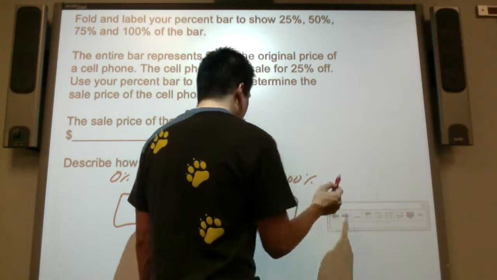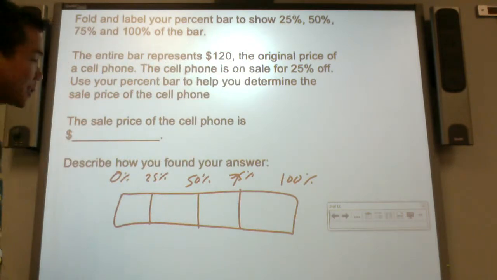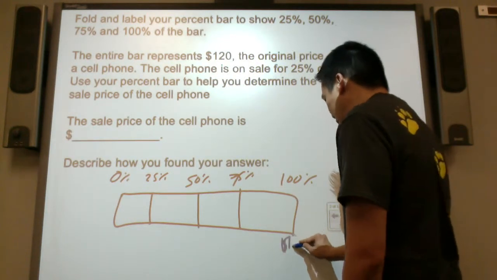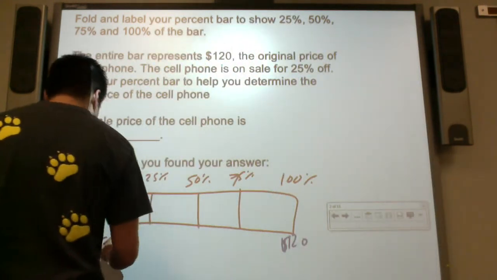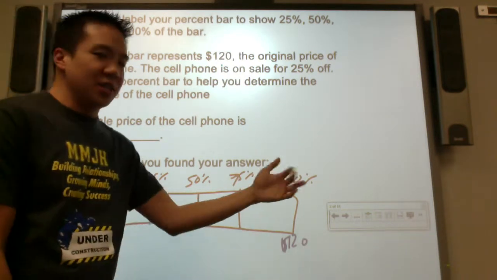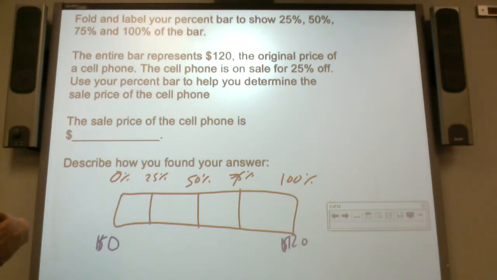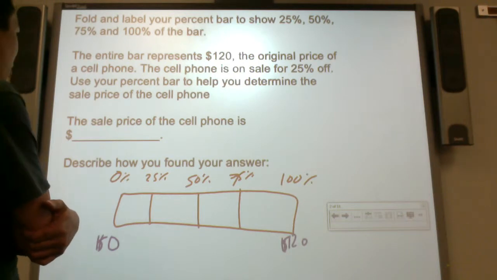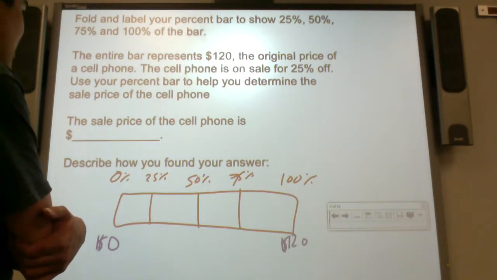In other words, we are dividing this into fourths. The entire bar represents $120. So this whole thing represents $120. So 0% must be $0. The original price of a cell phone. So this whole thing represents the original price of a cell phone. The cell phone is on sale for 25% off. Sweet. Use your percent bar to help you determine the sale price of the cell phone.